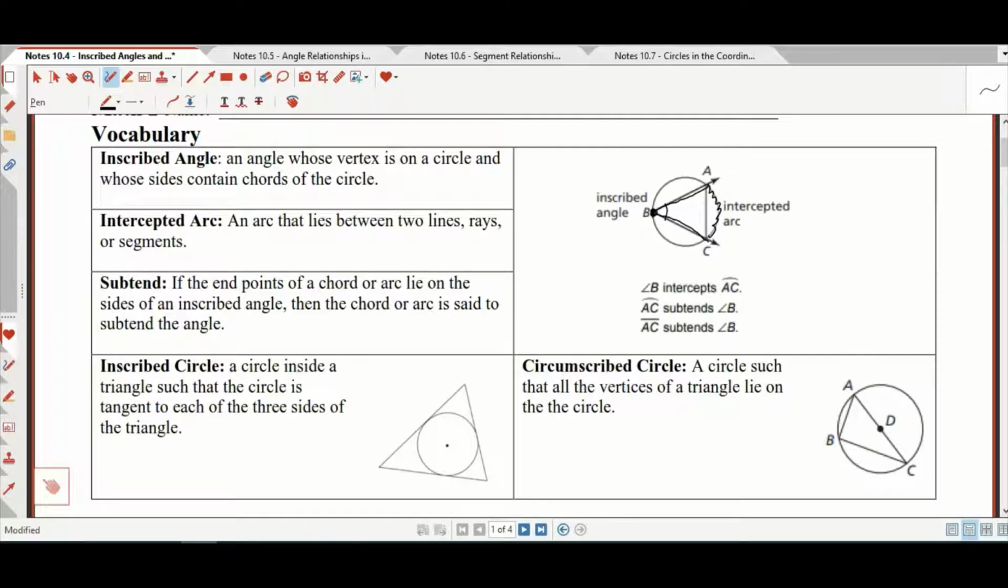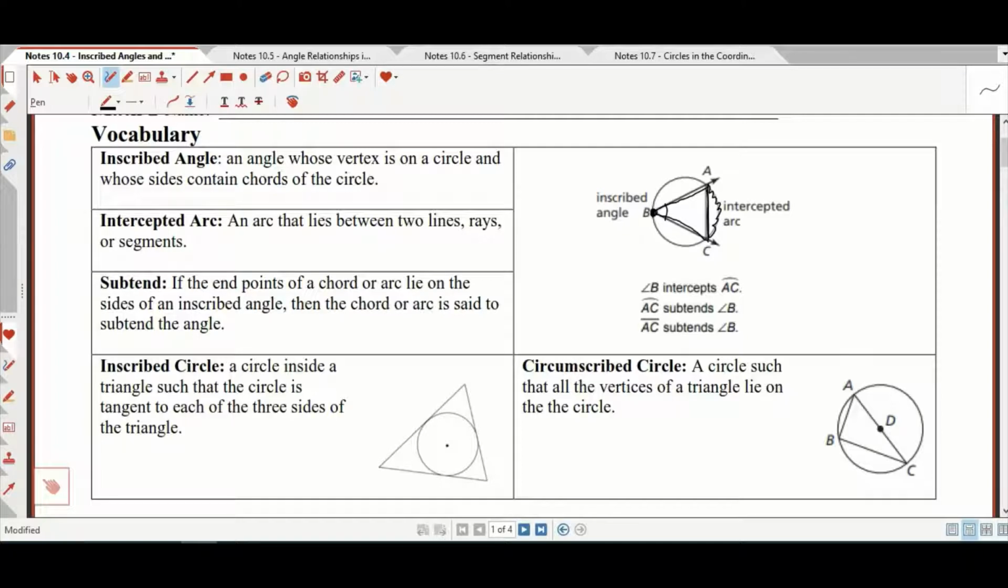An intercepted arc is the arc that lies between such an angle. Subtend: if the endpoints of a chord or an arc lie on the sides of an inscribed angle, then the chord or arc is said to subtend the angle. That is, arc AC subtends angle ABC. And then also the line AC subtends angle ABC.